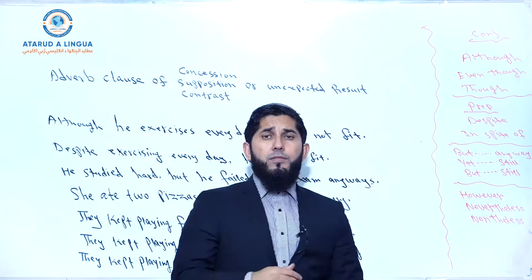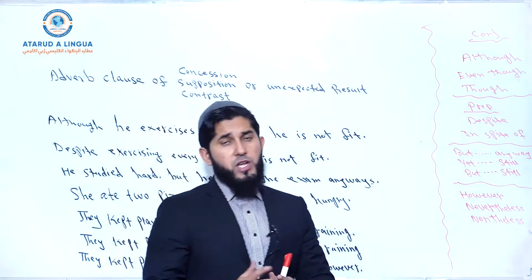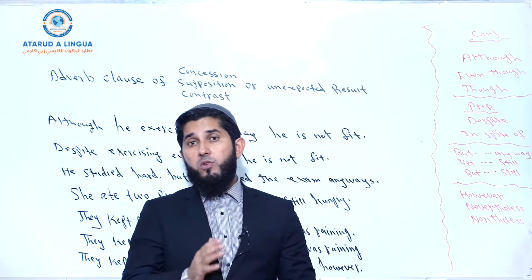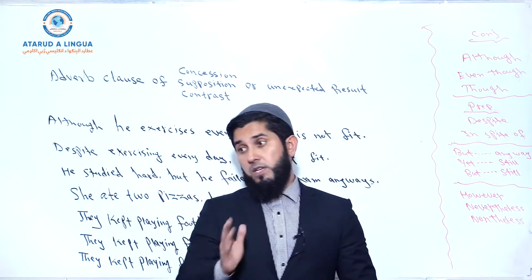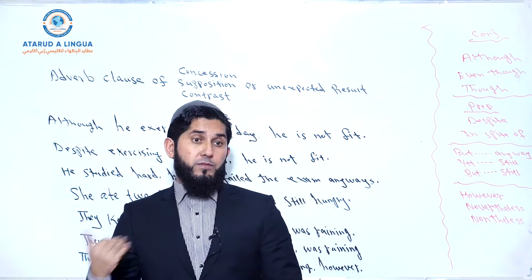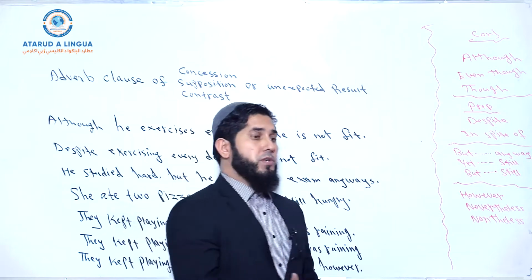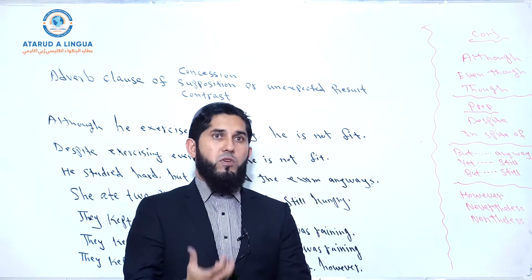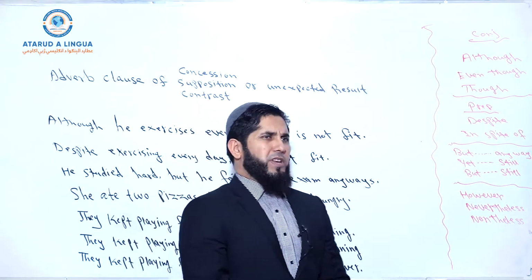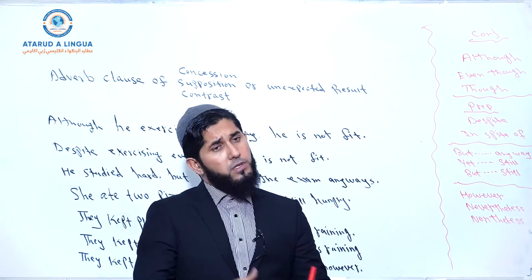Despite and in spite of, these two are prepositions, and they are used in different ways. Subordinating conjunctions like although, even though, and though should always be followed by subject plus verb. But prepositions can't be followed by subject plus verb. They must be followed by objects: nouns, gerund phrases, or noun phrases. And paired conjunctions are used in a different way.